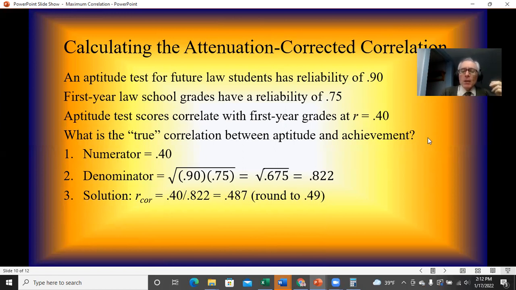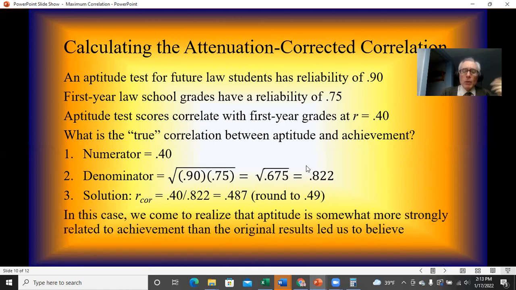Now, that's not the correlation between the law school admissions test and law school grades. That's only 0.4. But whatever it is the law school test is getting at, theoretically, and whatever it is that law professors are getting at when they assign grades to students, those underlying theoretical constructs, in fact, correlate at 0.49. So what we've come to realize is that your aptitude is a little more strongly related to your achievement potential than the original results would have led you to believe.